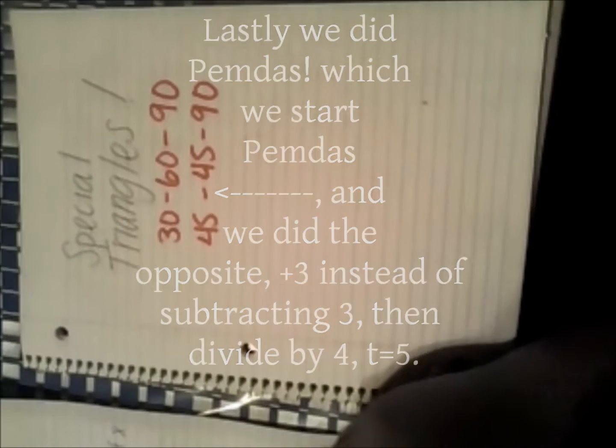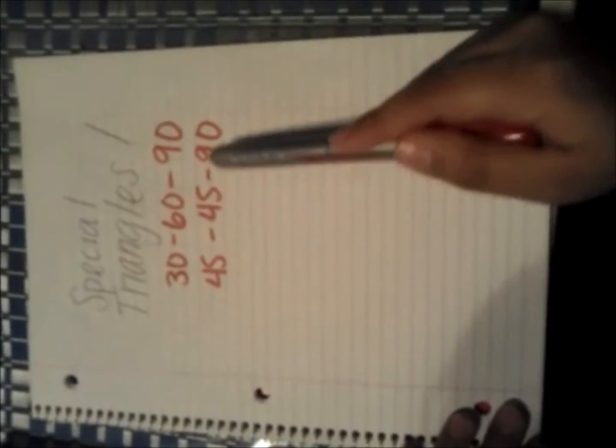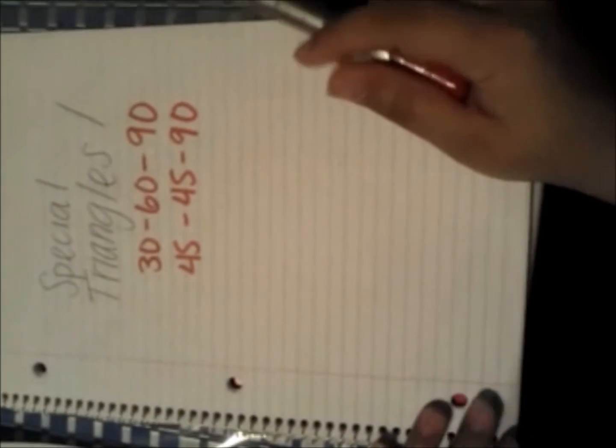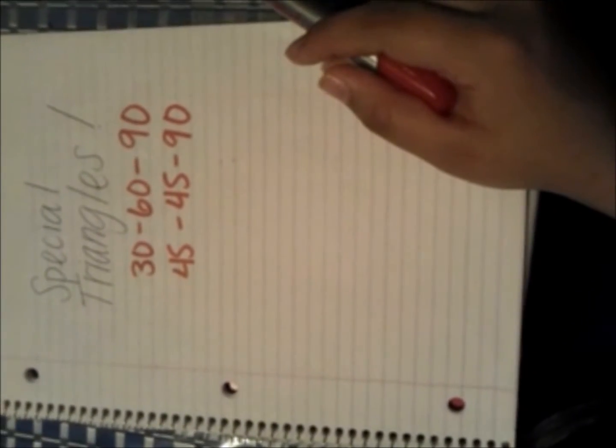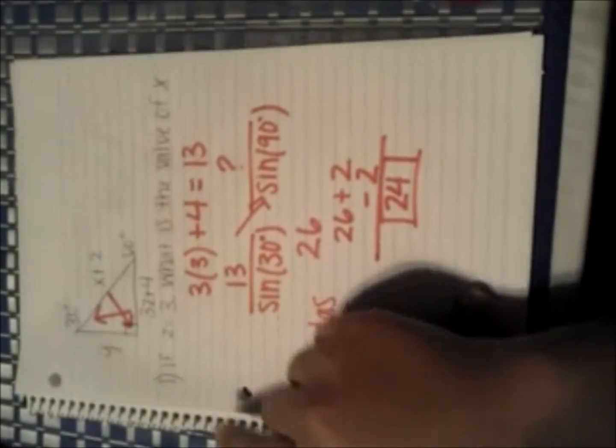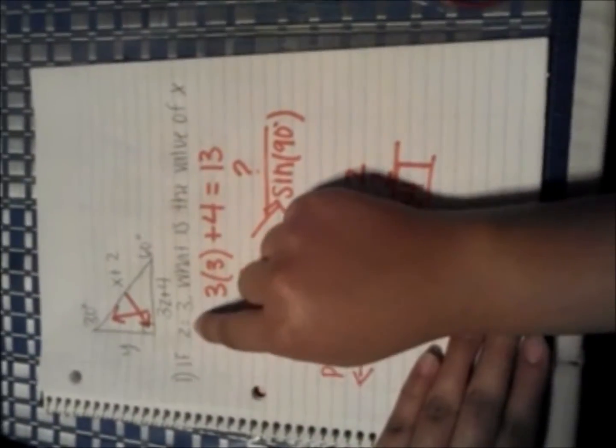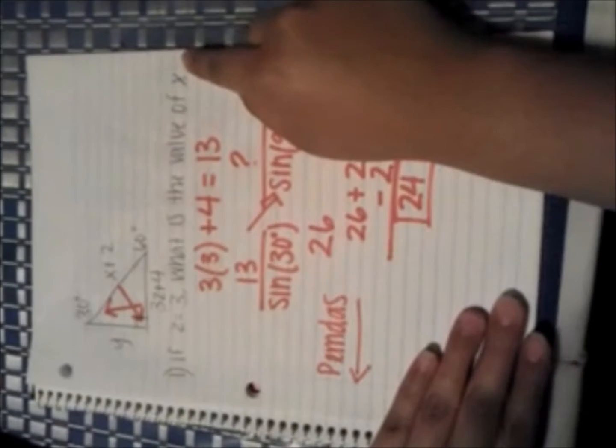Looking at special triangles. There are two types of special triangles, a 30-60-90 right triangle and a 45-45-90 right triangle. Okay, we're going to start off with question 1, which I have done, and we're going to go through it. We're looking for the missing values. So in question 1, if z equals 3, what is the value of x?